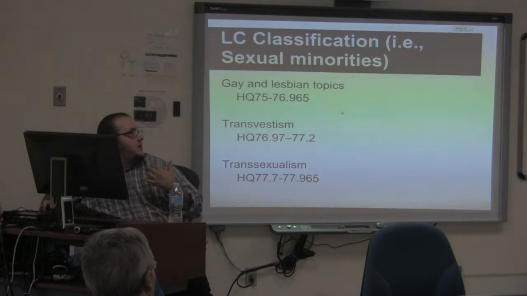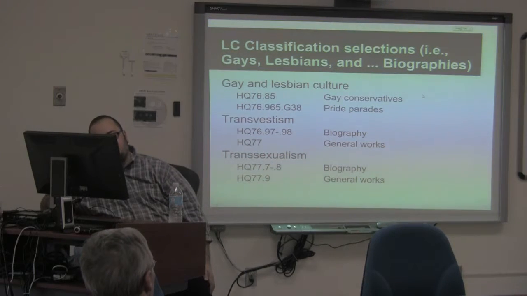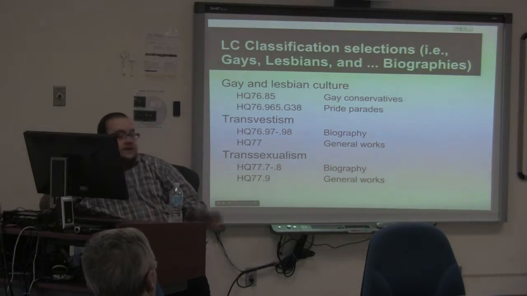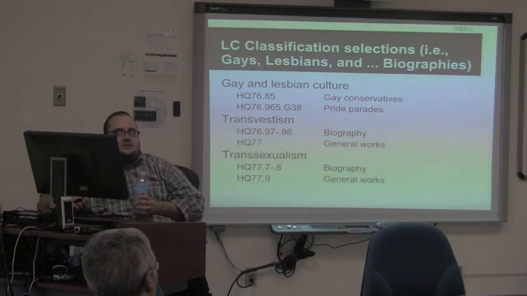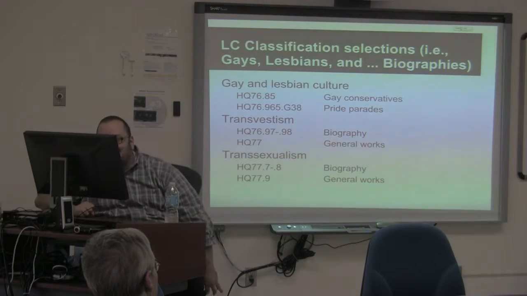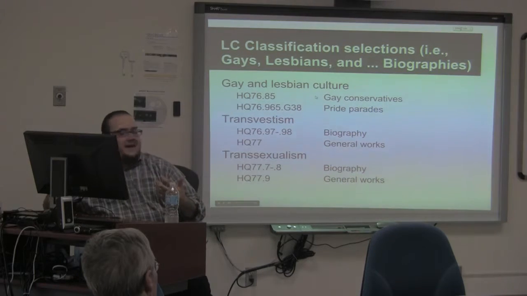And so the parts of the LC classification scheme that indicate what topics go where are also fleshed out, and here are a couple of examples for you. Gay and lesbian culture has all sorts of cool things going on. There's HQ 76.85 for gay conservatives. There's HQ 76.965.G38 for pride parades. There's a similar number in HQ 76.965 for handkerchief codes, point H something, H3, I don't know, 6. I can cite her off the top of my head, look at that. And those are really fleshed out because of all these years of advocacy that catalogers have done.